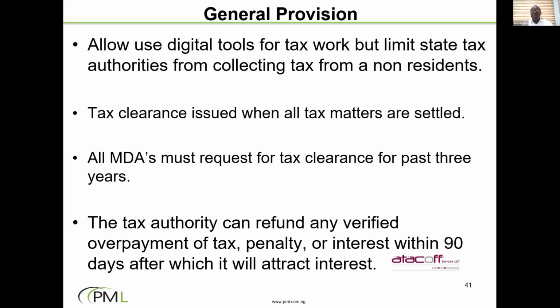Tax clearance should be issued once all your tax matters are settled. If you settle all tax issues, they will issue your tax clearance. The last one is a new one: the tax authority can refund any verified overpayment of tax. Once they carry out a verification and they are okay, they can refund you. And if they don't refund you within 90 days, they will pay you penalty and interest for not refunding. I hope nobody will ask how easy it is to get the refund, but that's what the law says today.